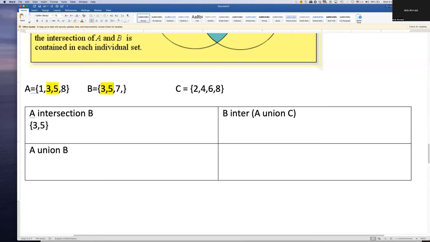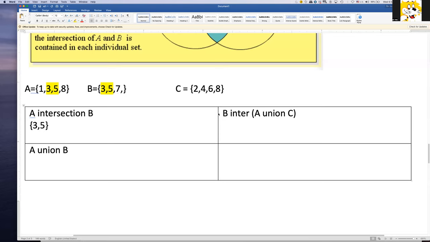So what's common to both A and B is 3 and 5. 1, 8, and 7, they're unique to themselves. So basically, they came to this situation having 1 and 8 together, and then during the marriage they got 3 and 5, and then B only had 7. That's the way you got to look at that.